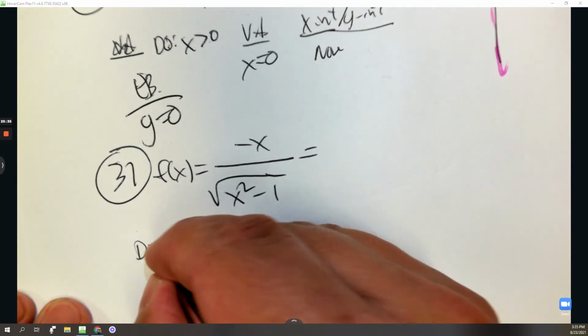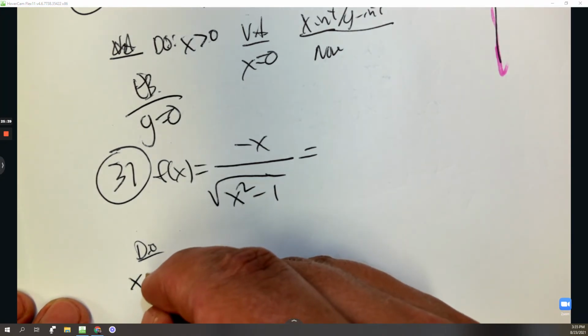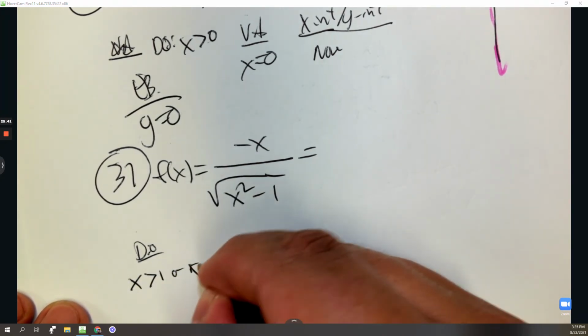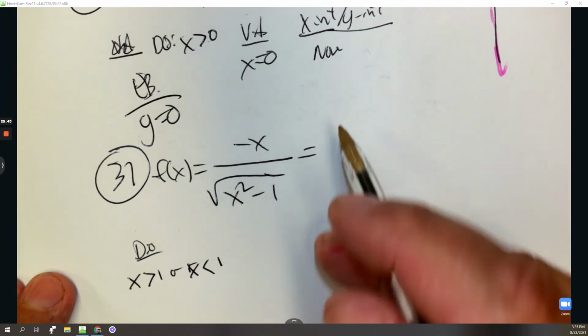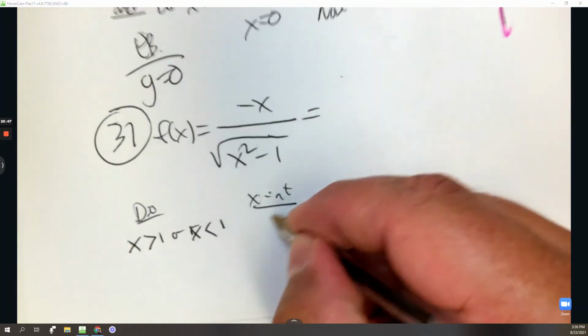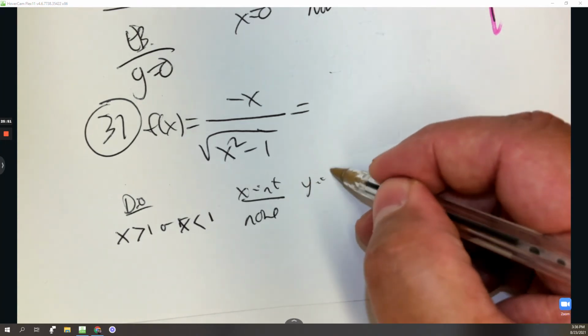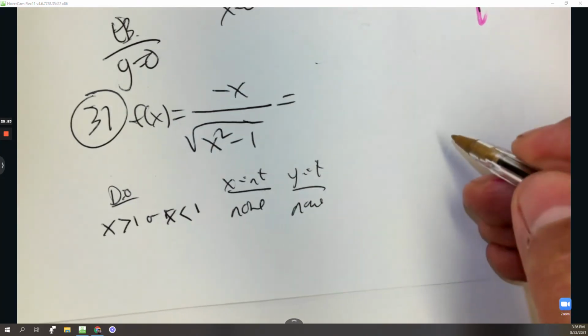The domain, be careful here. X must be greater than 1, or x must be less than negative 1, or else you'll get a negative answer in there. The x-intercept, there's none because 0 won't work. Again, with the y-intercept, you can't plug in 0, so there's none there.